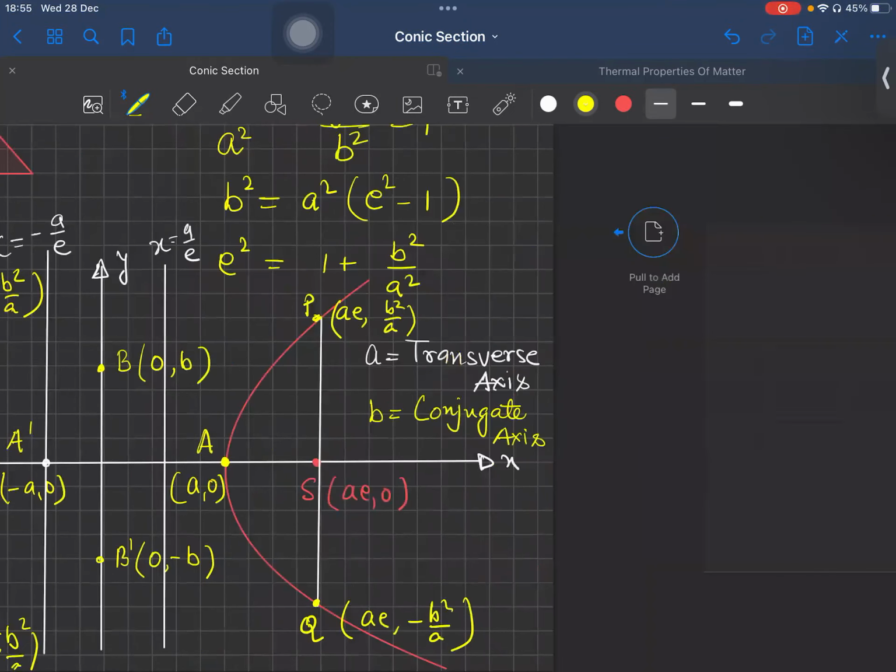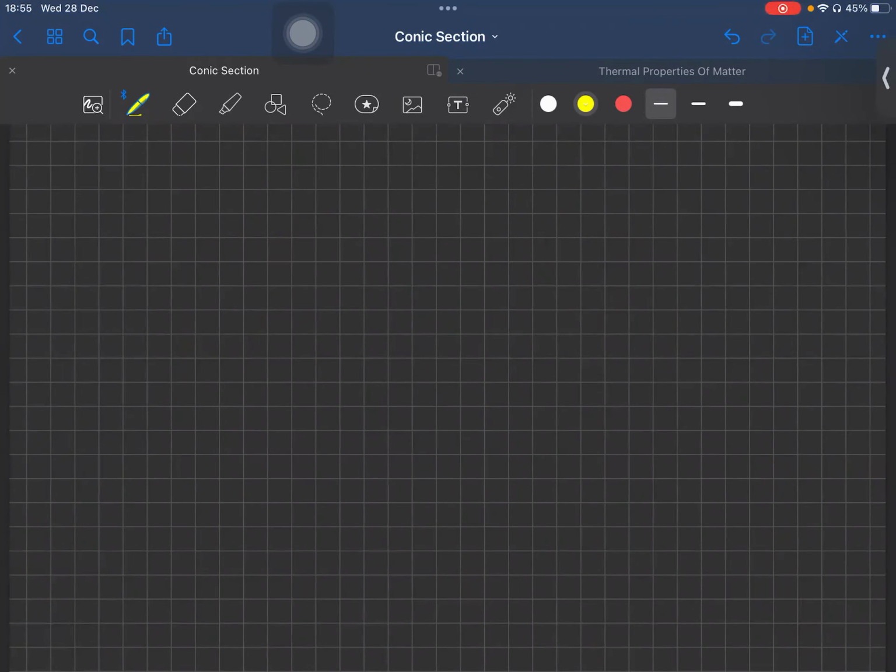Okay, let me write down everything one by one, all the parameters one by one. So foci. There are two foci, S, that is AE comma 0, and S dash, which is minus AE comma 0. So this is the focus.